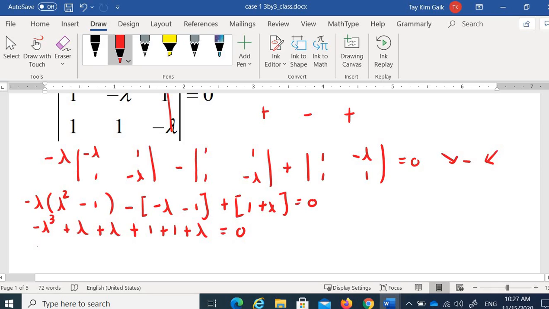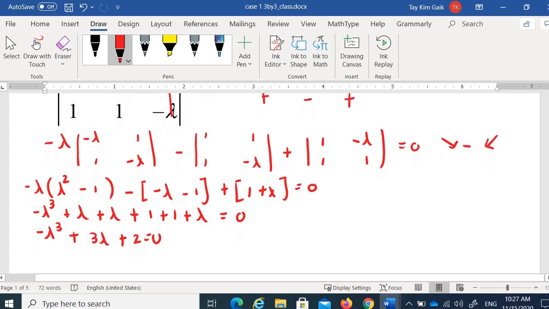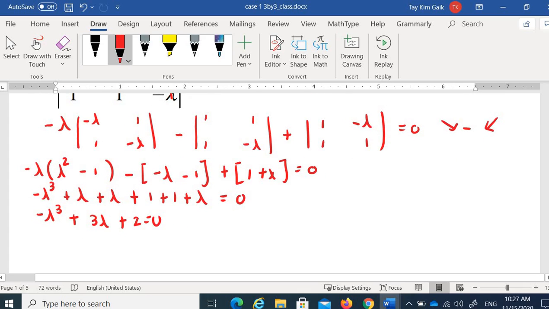So, okay, simplify it again: negative lambda cubed plus 3 lambda plus 2 equal to 0. Okay, and change the sign by multiplying both sides by negative. So I get, okay, lambda cubed minus 3 lambda minus 2 equal to 0. Okay, you may solve it using your scientific calculator.